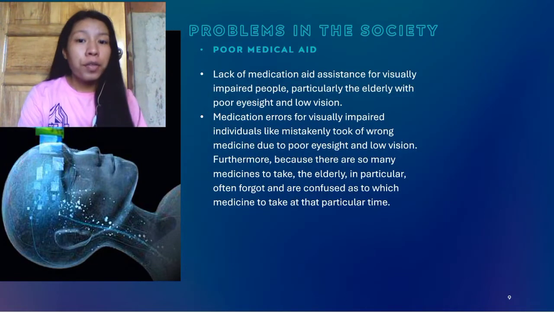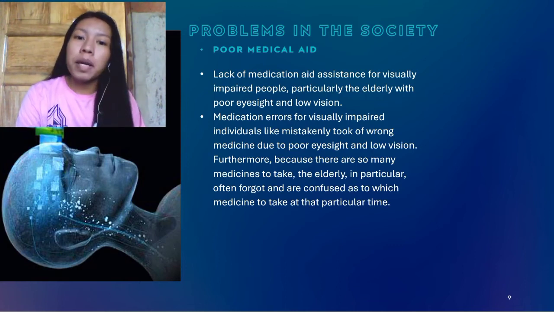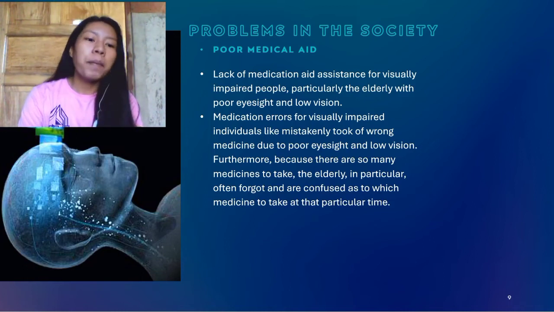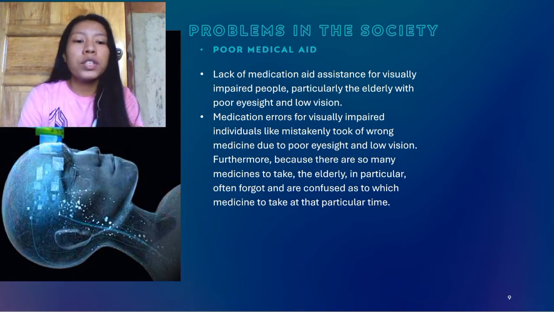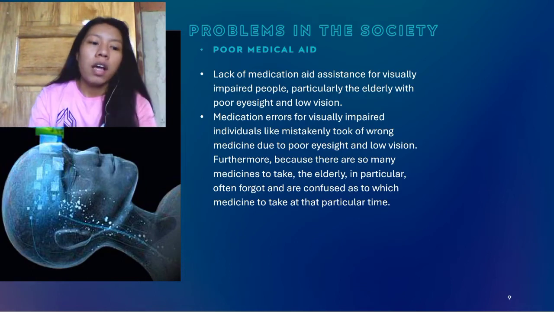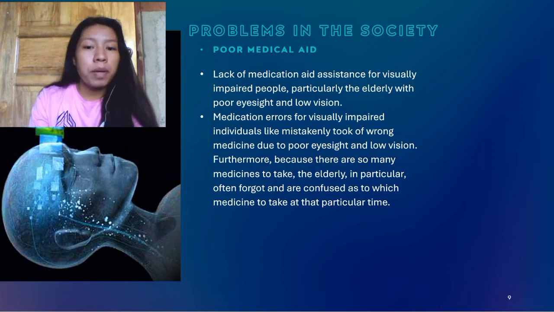Another problem in society that we want to address is the lack of medication aid assistance for visually impaired people, particularly the elderly with poor eyesight and low vision. Visually impaired individuals and elderly people with low vision and poor eyesight are at higher risk of experiencing medication error. Medication errors, like mistakenly taking the wrong medicine due to poor eyesight and low vision, are also one of the problems. Furthermore, because there are so many medicines to take, the elderly in particular often forget and are confused as to which medicine to take at that particular time.